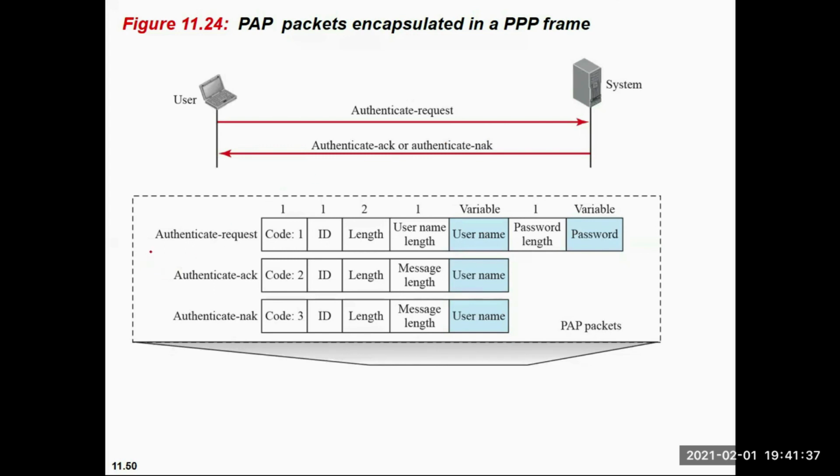You already know the frame payload looks like this. The first thing is the code. According to this, the code will be there for authentication request. The code will change for authenticate acknowledgement, and this code will change for authenticate NAK. So this is for Password Authentication Protocol packets.